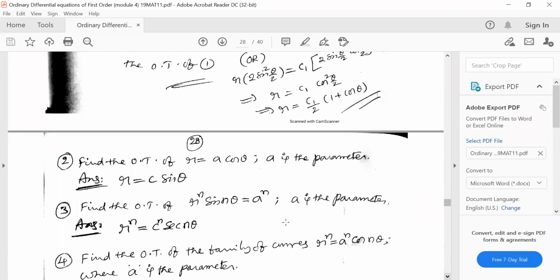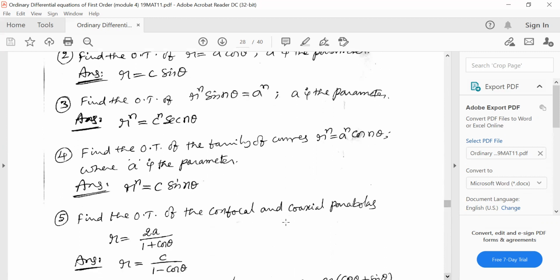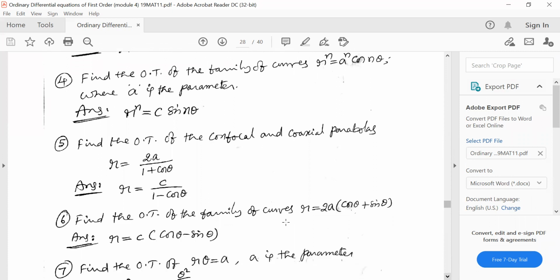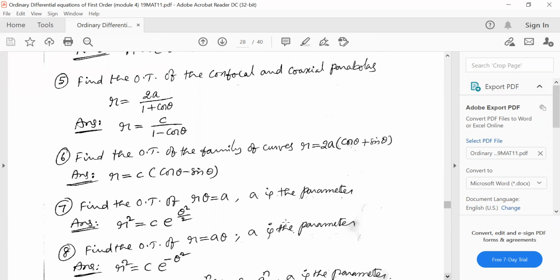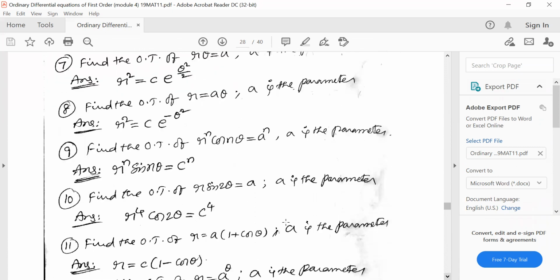In the same format all the problems can be done. Just differentiate and remove the constant, that is the parameter. Then replace dr by d theta with minus r square d theta by dr and solve the differential equation. So it's very simple. Any one question can come from here. So one from Cartesian and one from orthogonal trajectories will be asked in your exams.